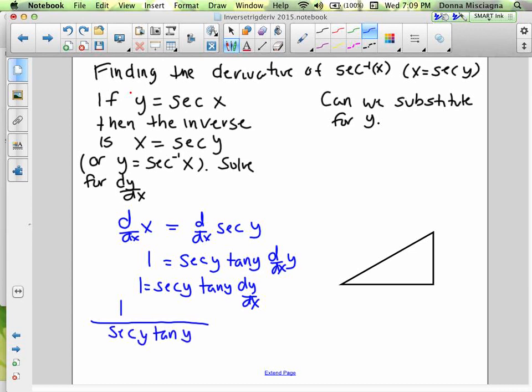We want to solve for dy/dx, so of course we would divide both sides by secant y tangent y. And now we see we have a problem. We have y's in our equation, and we need our equations in terms of x's. We can't just use a Pythagorean identity to get rid of a secant or a tangent, because we could get rid of one, but we couldn't get rid of both.